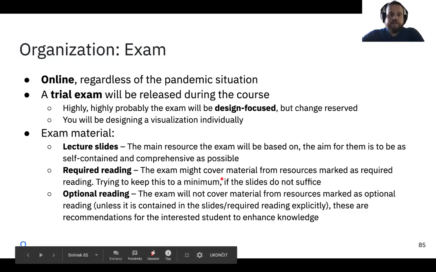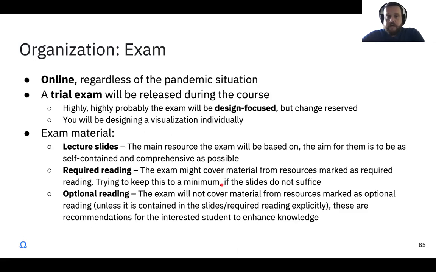Regarding the exam, that one is also going to be online. I'm going to be releasing a trial exam during the course, well ahead of the actual exam date. Don't worry. Very highly probably the exam will be design focused. Change is reserved there because there are 200 of you, so I might need to think about how I'm going to grade all these exams. But there highly probably will be you designing a visualization individually in some way, shape, or form. The exam material is going to be the lecture slides.